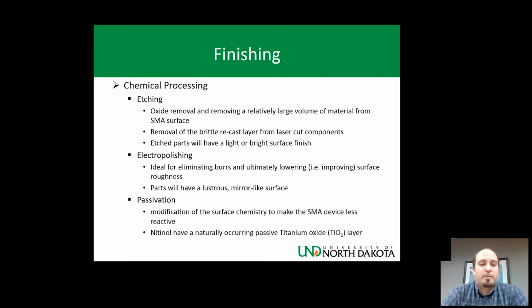SMAs can also undergo chemical processing such as etching. Etching is also known as pickling. It is common practice for oxide removal and removing a relatively large volume of material from the SMA surface.